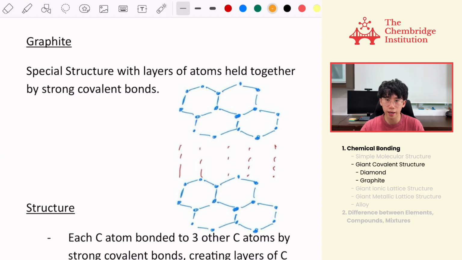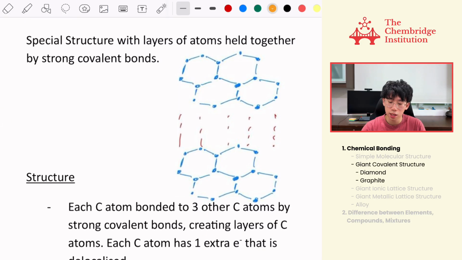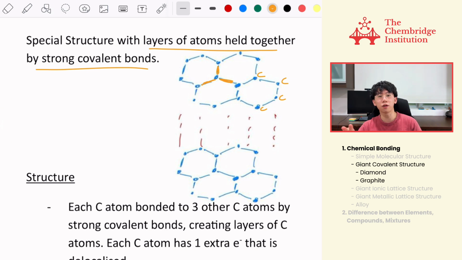Which is graphite. Graphite is also carbon, by the way. And this special structure is just layers of atoms that are held together by strong covalent bonds. As you can see, each line over here is representative of a covalent bond, and each dot is like a carbon. So first it forms these layers of carbons that are covalently bonded in a hexagonal arrangement.